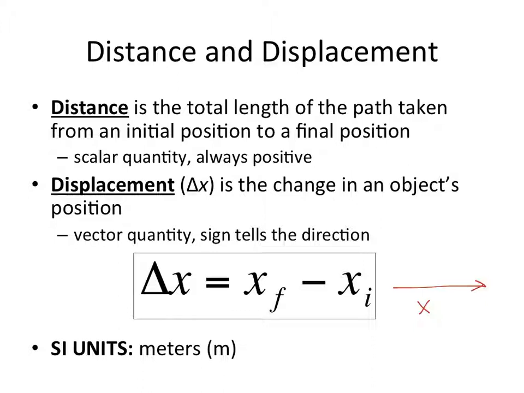So in the same way that we have a scalar and a vector quantity, we have what we call distance and displacement. Distance is the total length of the path taken. Okay, you can think of that again as the car up on jacks. Well, this is going to be a really bad car, I can just tell you right now.